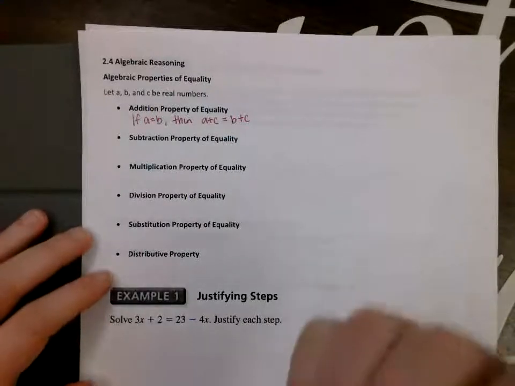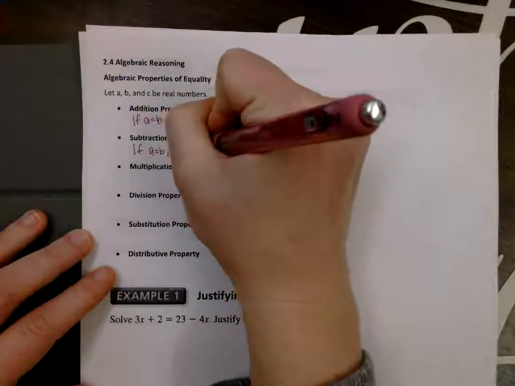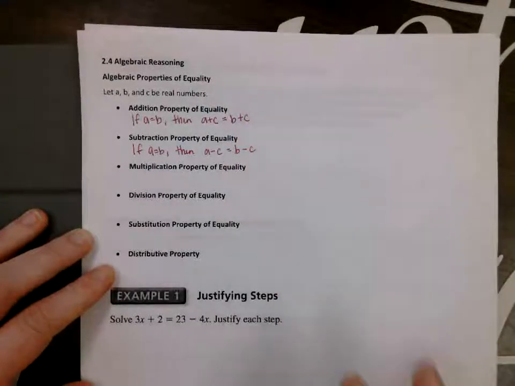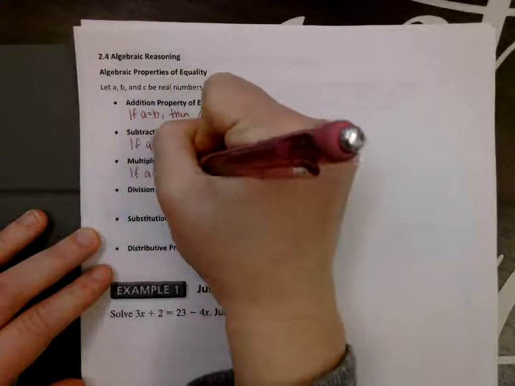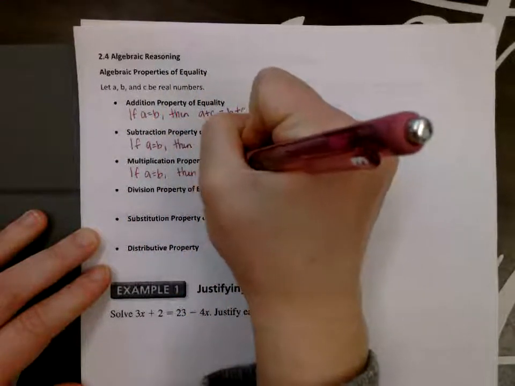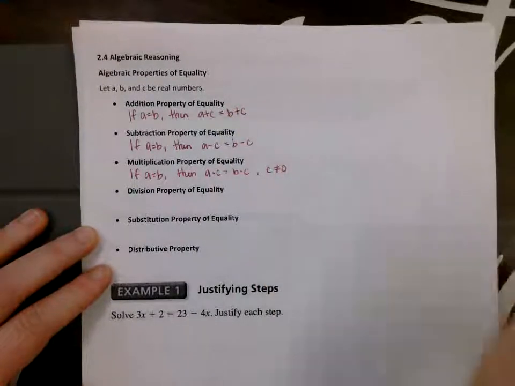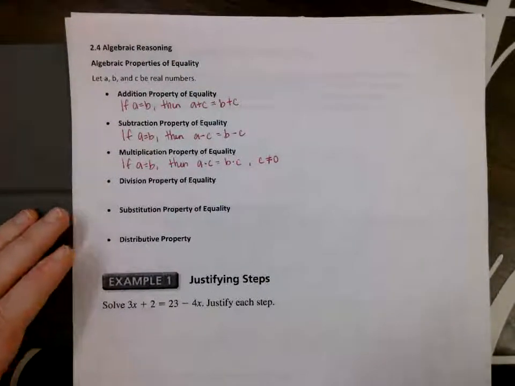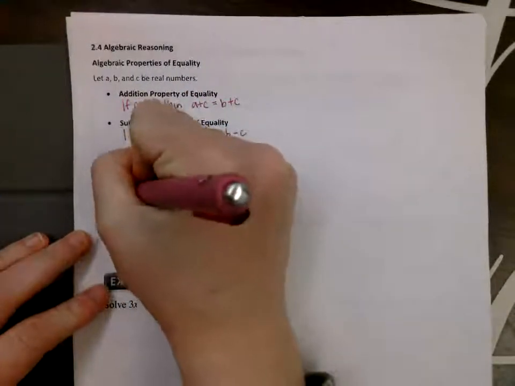Okay, so then the next one, they all kind of follow very similarly after that. So then A minus C would be equal to B minus C. For multiplication, we have if A is equal to B, then A times C is equal to B times C. But in this case, C cannot be equal to 0 because no matter what A and B were, if I multiply them by 0, it would become 0 and they would become equal, even if they weren't equal to start off with. Okay?